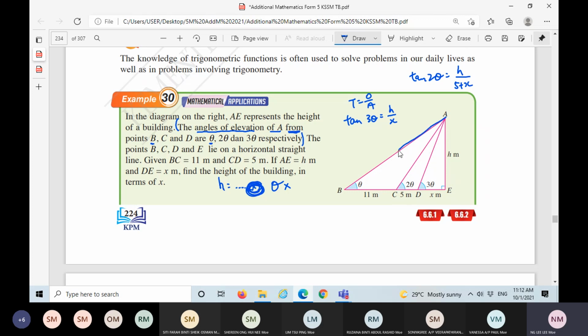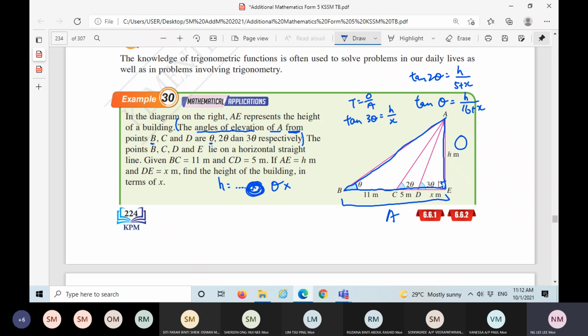The third one, the biggest triangle. Same thing, this is another right angle triangle. If I refer to this angle, this is the opposite, and here will be the adjacent. Same, I'm going to use tangent. Now tan theta equals O over A. O is H, A is 11 plus 5, 16, and then plus the X.